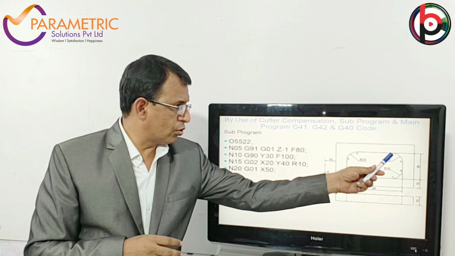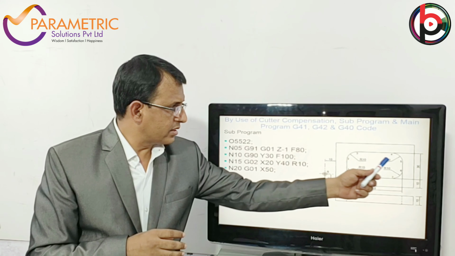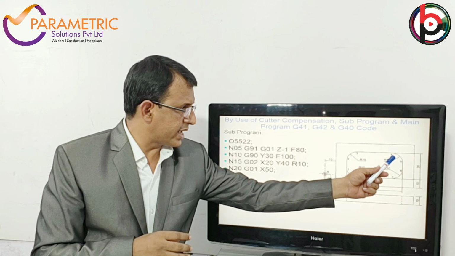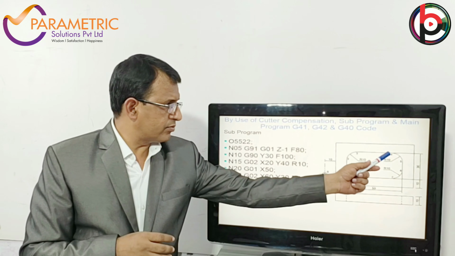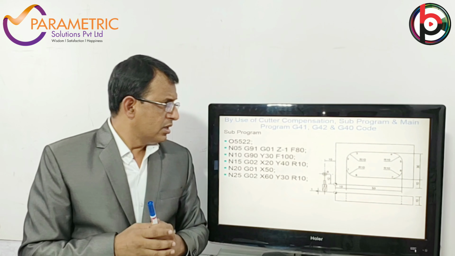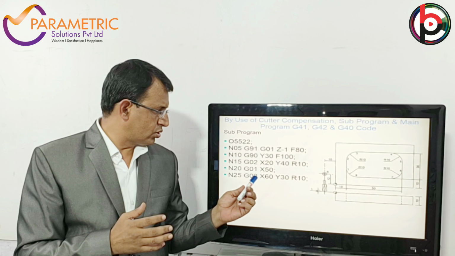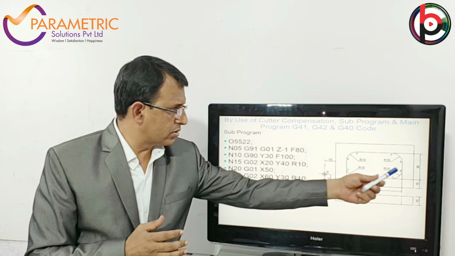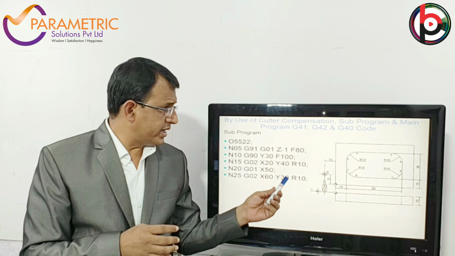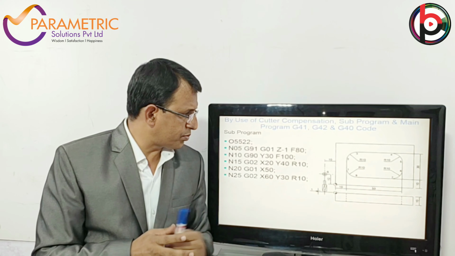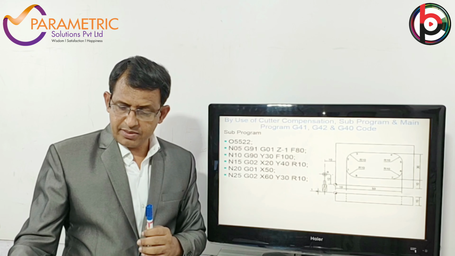Next, again from third to fourth point is a straight cut, that is G01 X50. From here 10, and the overall distance is 60 mm minus 10 mm, so it becomes an X50 mm distance, and the feed is 100. Again from the fourth to fifth point is the radius cutting. In the clockwise direction the statement is N25, that is the block number, and G02, then X is 60 mm, that is 50 and 10, so 60 mm in the X direction. Y direction is 30 mm to the fifth point, and the radius is R10, and the feed is 100 mm per minute.